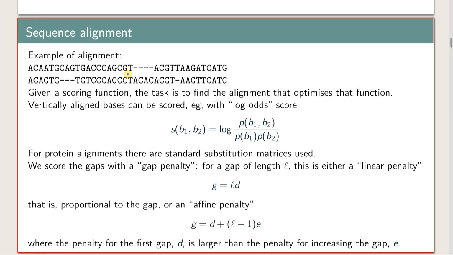So let's talk a little bit about how this is done. Given 2 sequences, how do you find an alignment? Computationally, this is actually the oldest problem in bioinformatics. It was in a paper by Needleman and Wunsch in 1970. The idea is to find the alignment that optimizes some kind of scoring function.